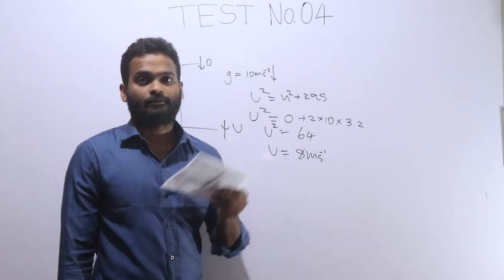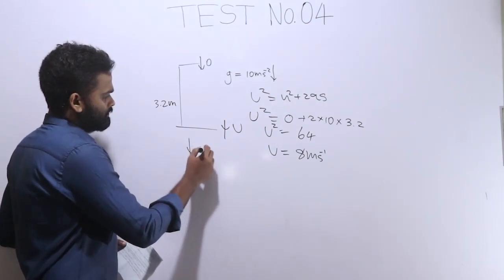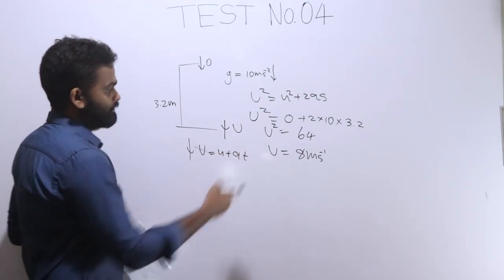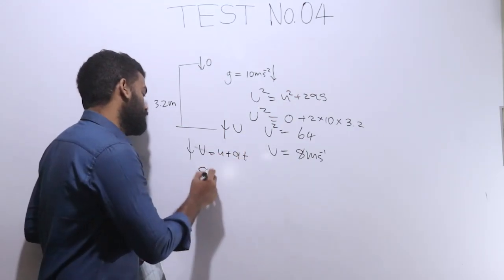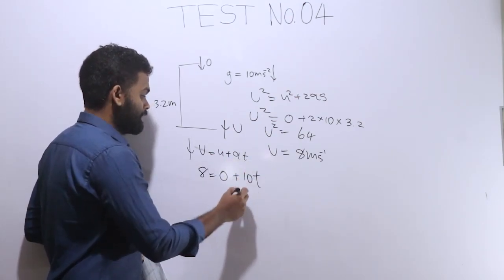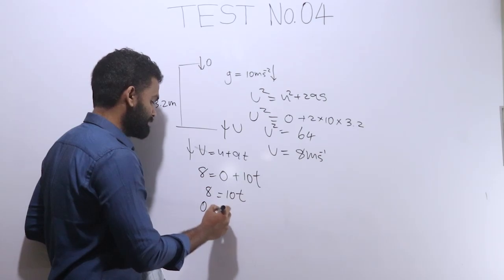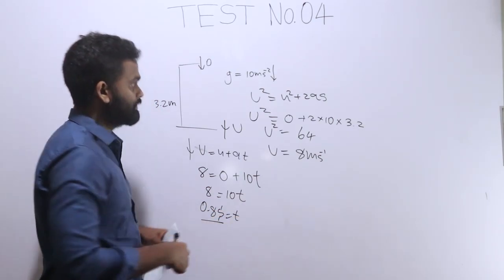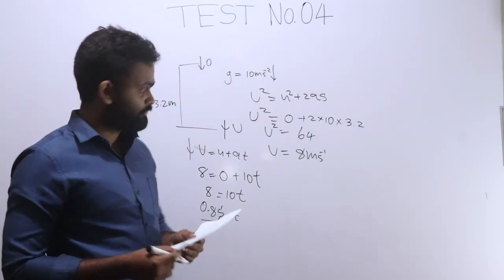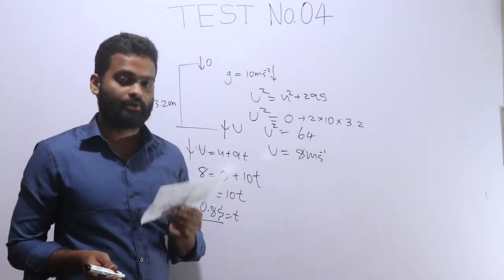Then they're asking for the time that motion takes. Again, you would just apply this equation, v equals u plus at. So we know the final velocity, that is 8. Initial velocity 0 plus acceleration 10 downwards, then t. Then 10t equals 8, meaning 0.8 seconds. So that is the time required for this to reach the ground. So the answer should be the third one, 8 meters per second and 0.8 seconds.